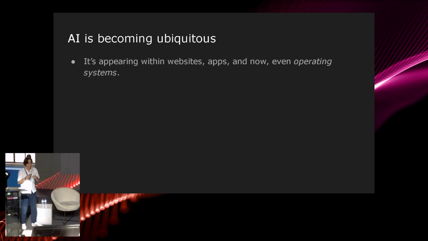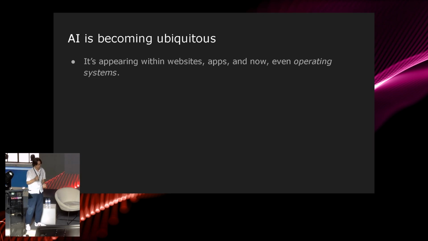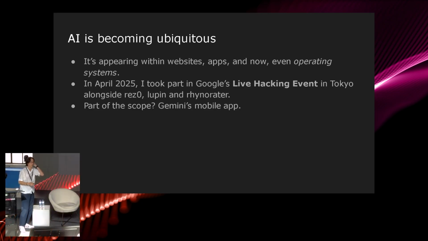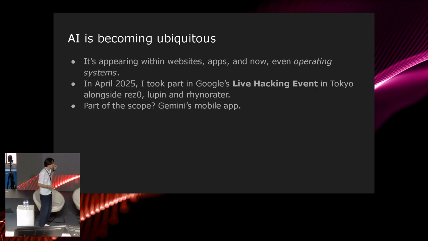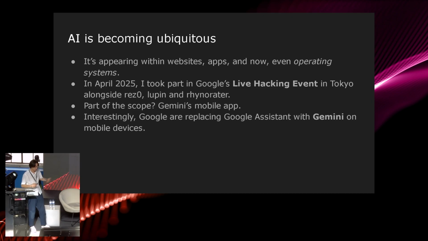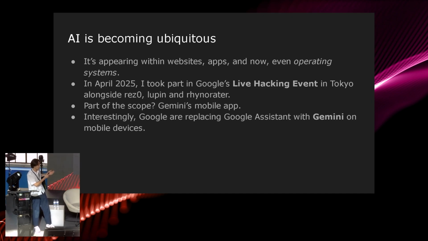So AI is becoming ubiquitous. It is everywhere. It's in websites, it's in apps, and it's even in operating systems. In April, I took part in a live hacking event in Tokyo with Ronnie, and also our friends Rezo and Rhinorator. And in that scope was Gemini's mobile app. And this was really interesting because they replaced Google Assistant with Gemini on the mobile devices. Like, what could possibly go wrong when you give a fully-fledged LLM access to the operating system?